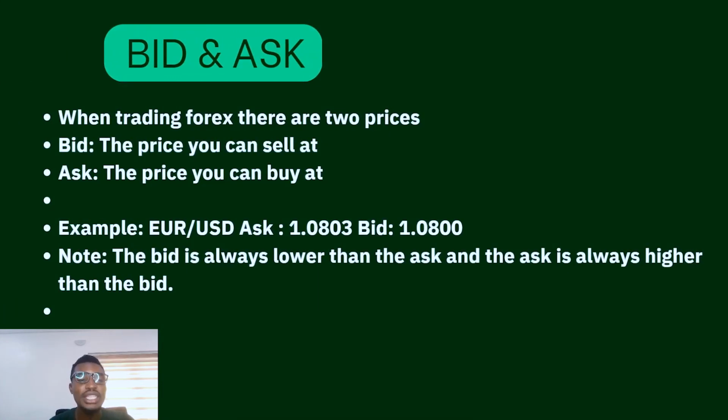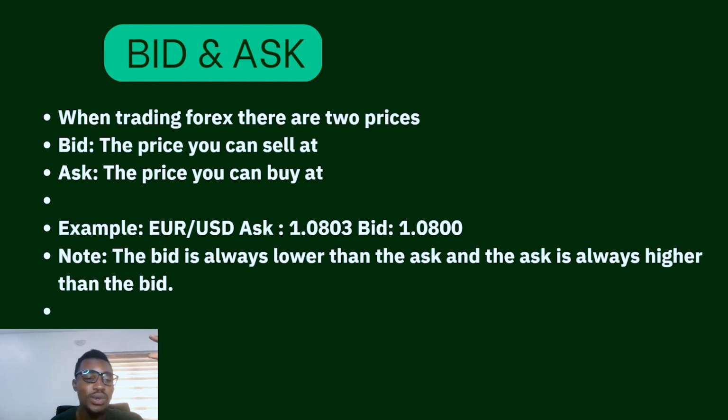Now, bid and ask. This is also simple. When trading Forex, there are 2 prices. Usually you see the price as just one, but it's actually not one. There are actually 2 prices. The bid means the price you can sell at, and the ask is the price you can buy at.